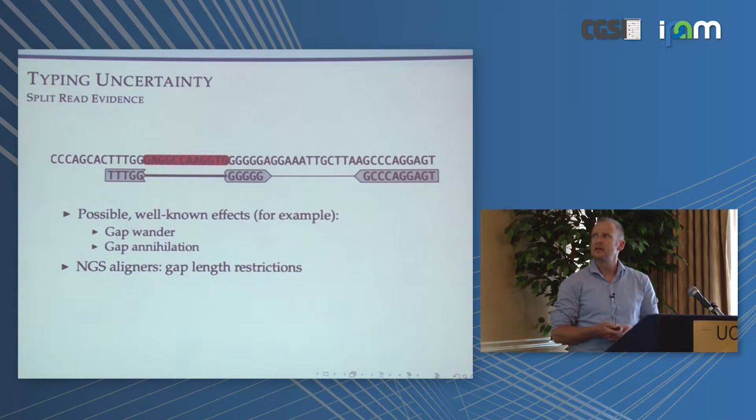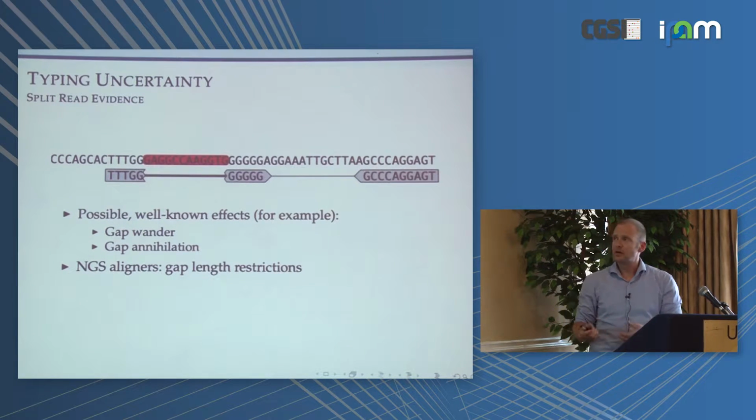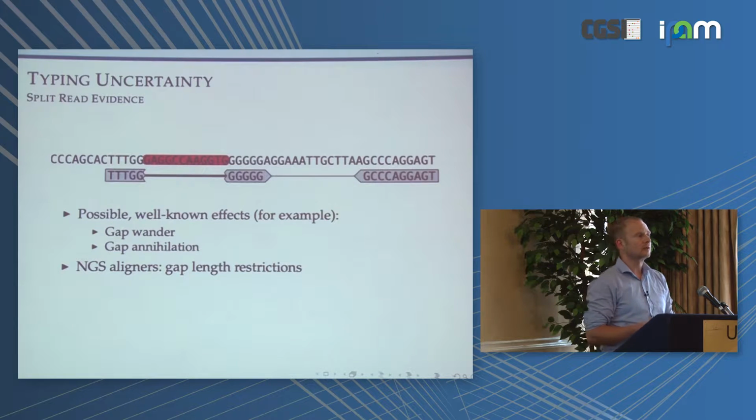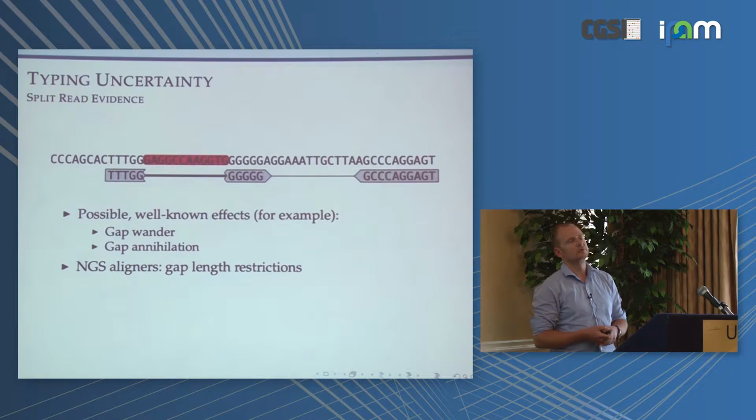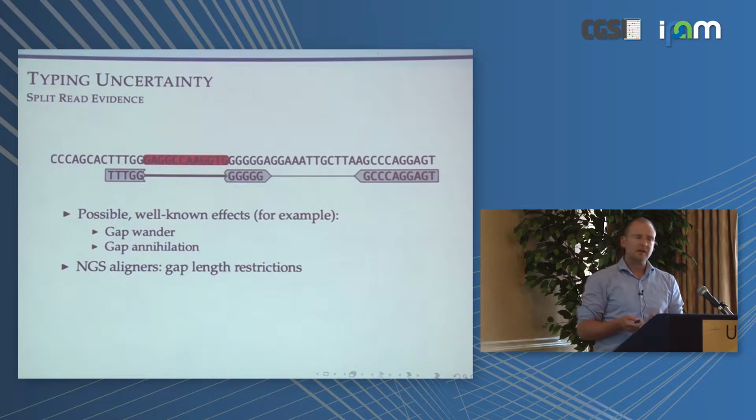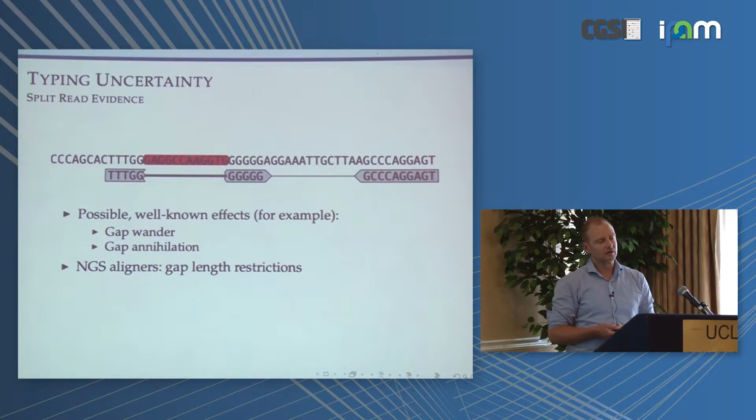Unfortunately, placing gaps in alignments is one of the oldest, maybe the most classic problem in bioinformatics. There are effects like gap wander and gap annihilation, where gaps merge or disappear, or gaps wander, so they are misplaced by a couple of nucleotides. So you can never trust the gap in an alignment, and certainly the short read aligners haven't contributed to solving this eternal problem. Even for the more sophisticated alignment programs, this is still a considerable issue.